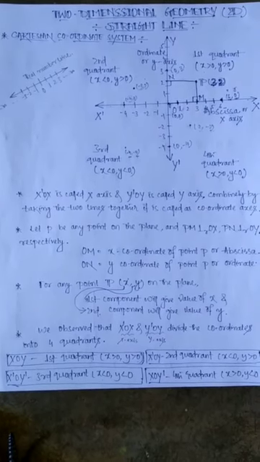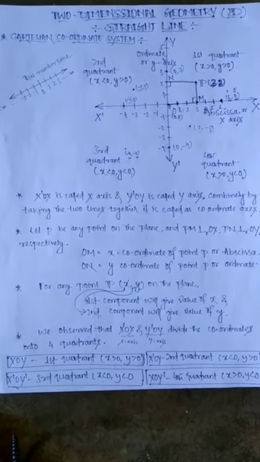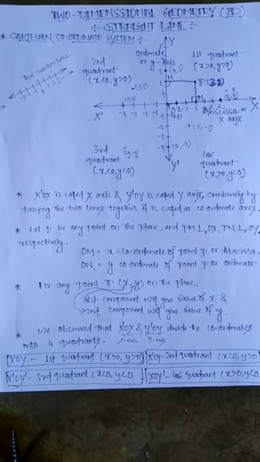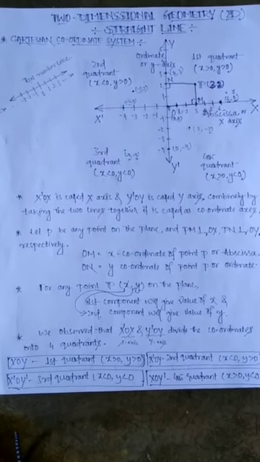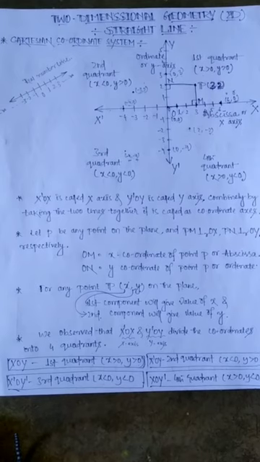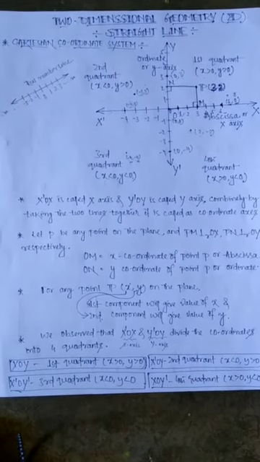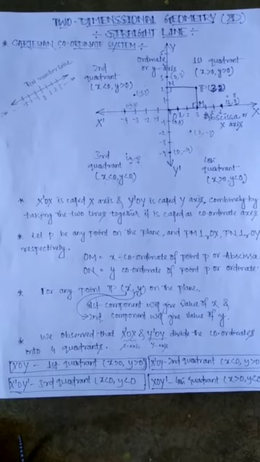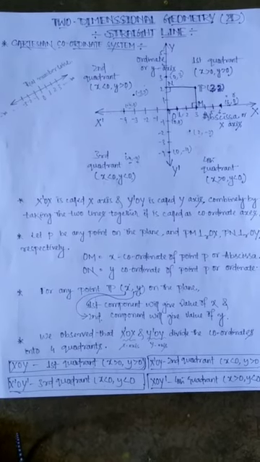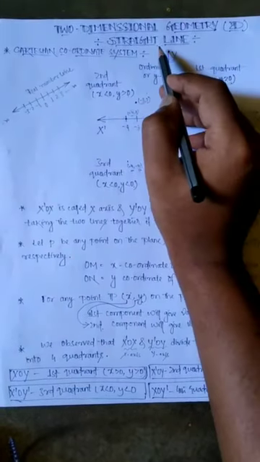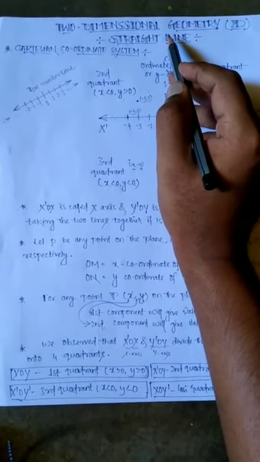We will start the topic two-dimensional geometry. In two-dimensional geometry, the specific part is straight line. Before going to the topic, we should know about the concept of two-dimensional geometry. Then first, what is dimension? What is the meaning of dimension?